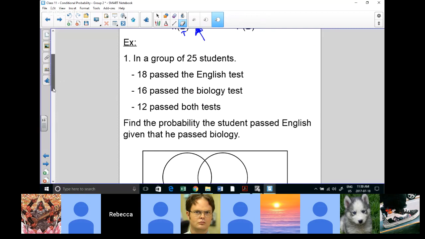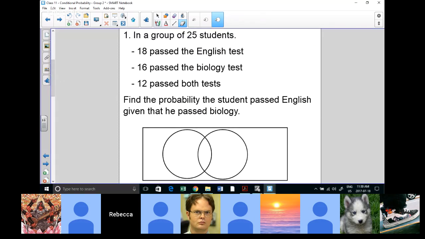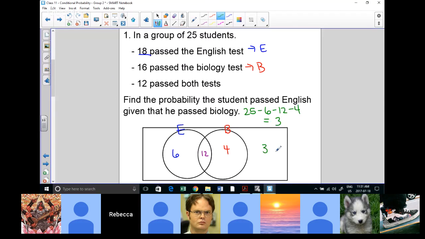So first thing we're going to do is construct the Venn diagram. So we're going to pass the English test E, and we'll call the biology test B. So we have E. 12 passed both tests, so I put 12 in the middle. No, sorry, 18 passed the English. So if there's already 12 there, I need 6 additional. And for biology, 12 passed already. I have 16 here, so I need 4. And on the outside, I have 25 students, so I'm going to subtract 6 and 12 and 4. That gives me 3 to go on the outside.